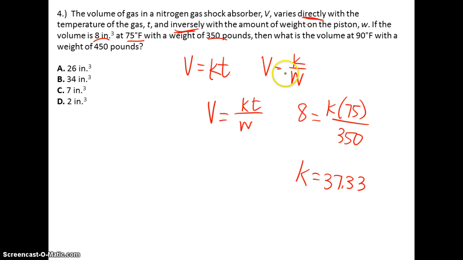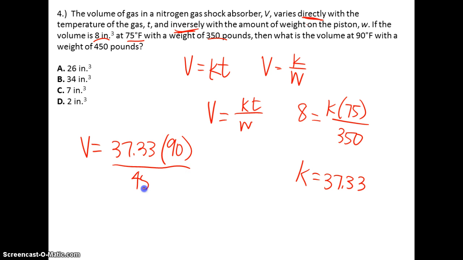Alright, then we want to find the volume with 90 degrees as a temperature and a weight of 450. So we would go 37.33 times 90 divided by 450. And when you do that, you should get 7.47. So we can say 7 inches cubed.